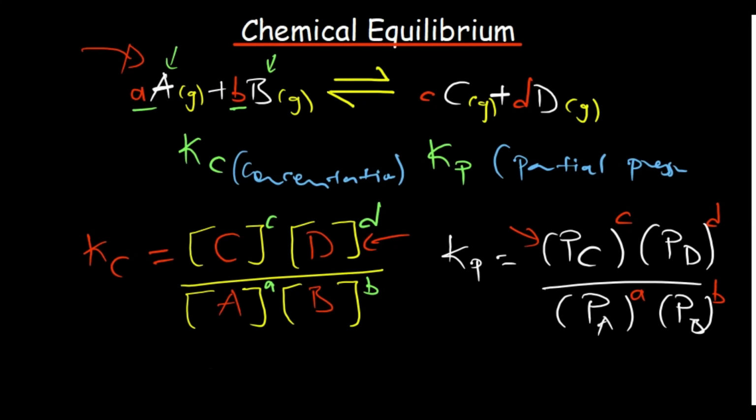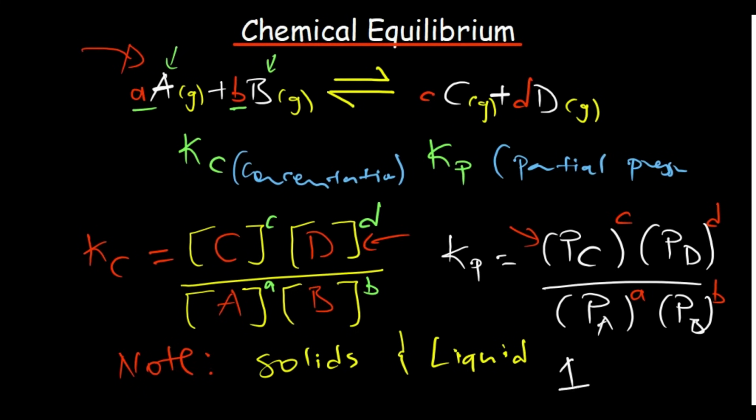Now one more very important thing to note is that solids and liquids do not appear in the Kc or the Kp expression. The reason is very simple. Solids and liquids are considered to be pure substances, so their concentrations are taken to be 1. That is very important. Multiplying anything by 1 is as good as leaving it out. That's why solids and liquids do not appear in the Kp or the equilibrium constant expressions. Now let's look at a practical example where we've got an actual equation and see how we can write the K expression.